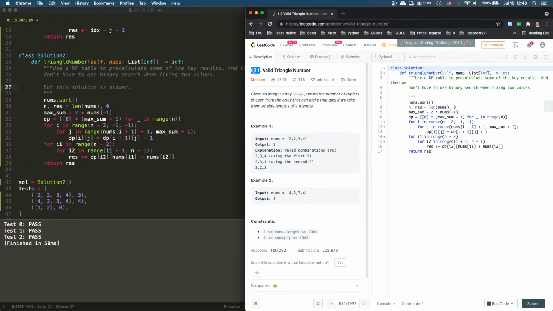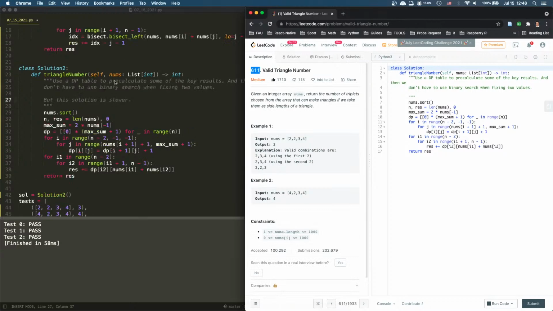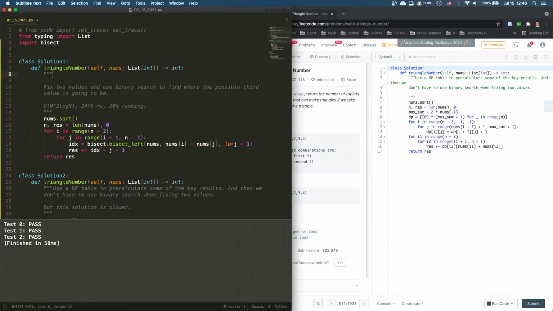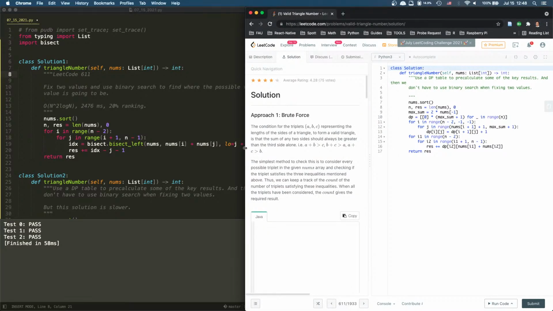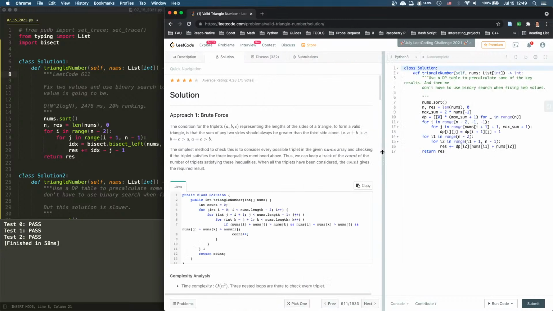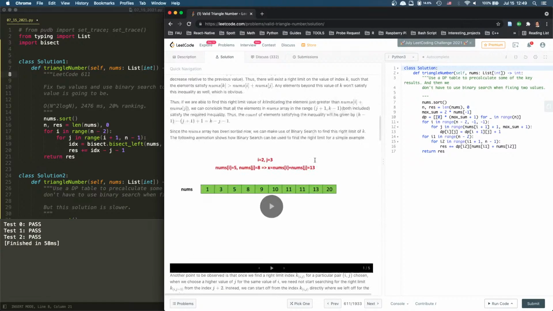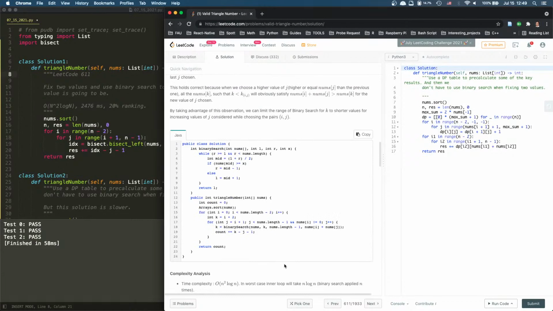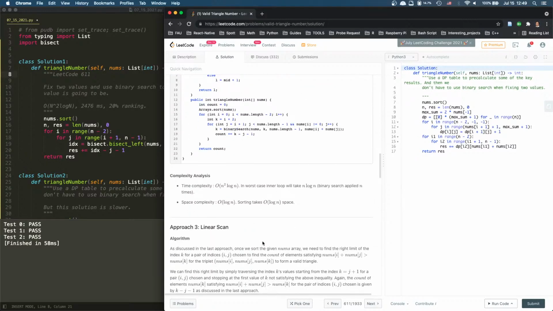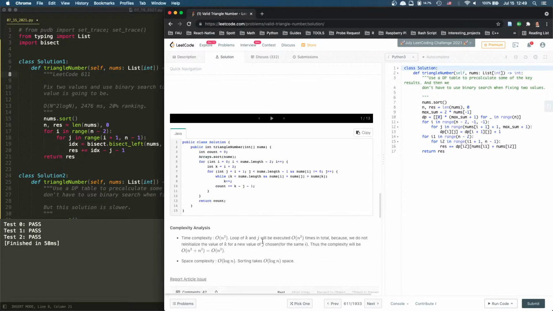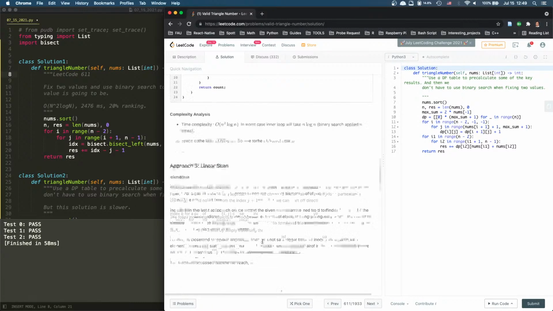Alright, let's see. 611. Let's see, what's the official one? Brute force. Oh my god, that's not going to work. Binary search. Yeah, that's the one. Square, that's this one, exactly the same. Linear scan is O(n) solution. No, O(n squared) solution. All right, linear scan.